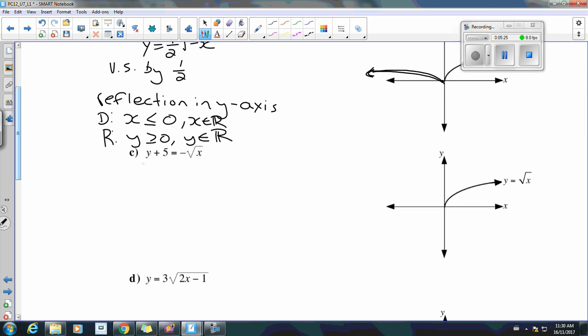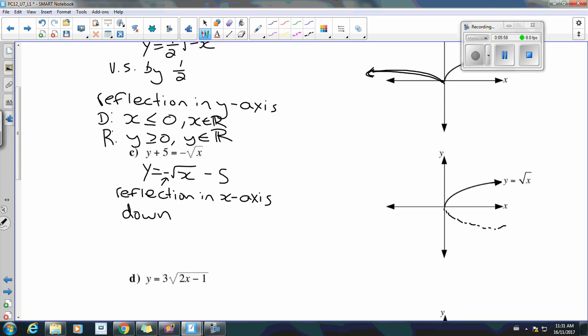Well again, I'm going to move that 5 over just so I get the y by itself. So now I see that I have a reflection in the x-axis because I have a negative sign here. That means I multiply all the y values by -1, and I go down 5. Now remember, we always do the reflection and then the movement. So when I reflect it, it would be here, but then I'm going to move it down 5.